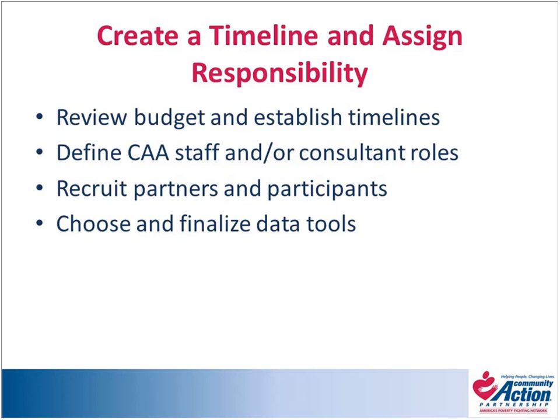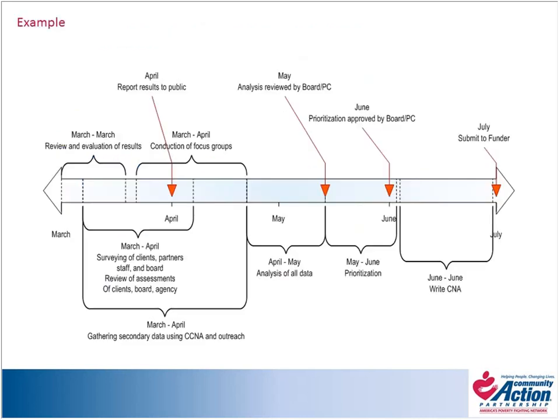So you want to look at, of course, your budget to see what you're capable of doing, that staff capacity, and then you want to establish timelines. So we're going to have a couple examples here in a moment. You want to define the community action agency staff or the consultant roles. You want to recruit partners and participants to participate, and then you want to choose and finalize the data tools that you're going to use.